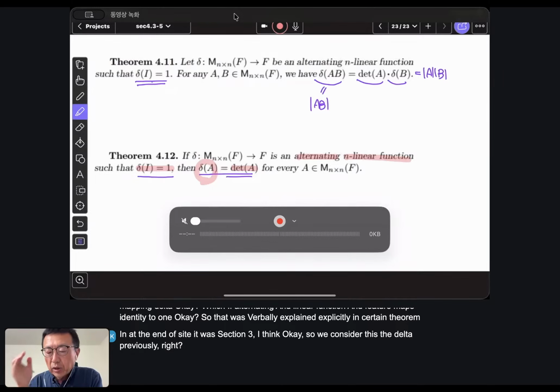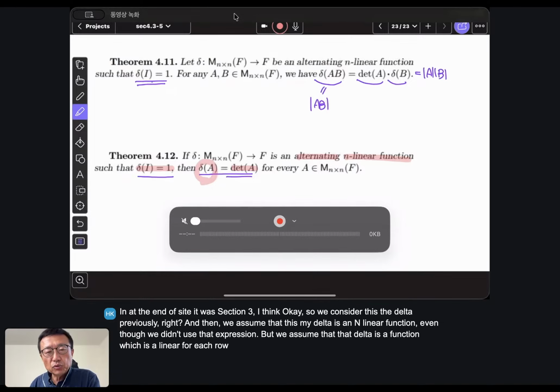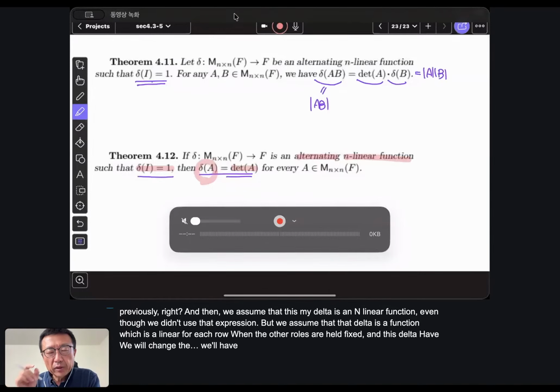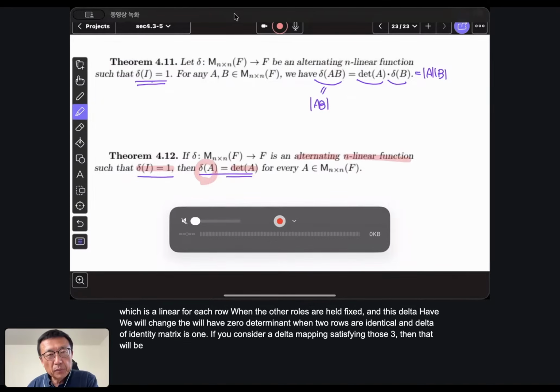And then we assumed that my delta is an n-linear function, even though we didn't use that expression, but we assumed that delta is a function which is linear for each row when the other rows are held fixed, and this delta will have zero determinant when two rows are identical, and delta of the identity matrix is 1. If you consider a delta mapping satisfying those three, then that will be the same as the determinant. That was one of the theorems we considered previously, right?